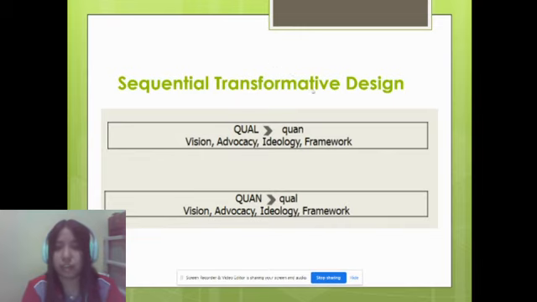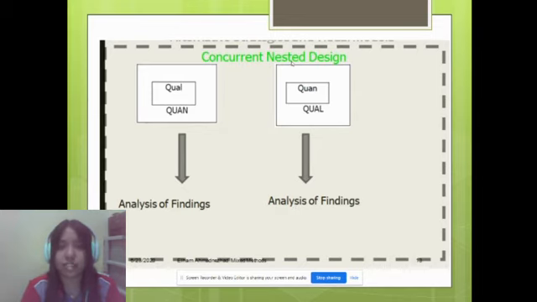For sequential transformative design, you have this purpose for vision, advocacy, ideology, framework. That's why it's called transformative. So it can be qualitative before quantitative or quantitative before qualitative. For concurrent nested design, it can be that you give more emphasis to quantitative, but you conducted the study at the same time. So you use both qualitative and quantitative at the same time. The capital letter indicates that you give more emphasis to quantitative. While for the other one, qualitative is given more emphasis, but you conducted the quantitative and qualitative research at the same time.